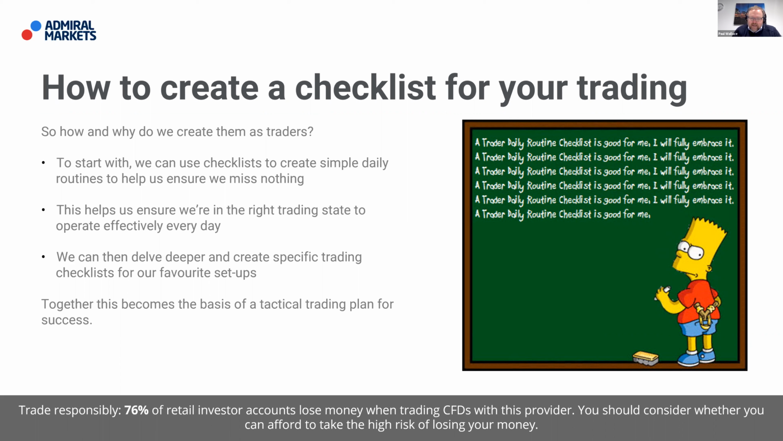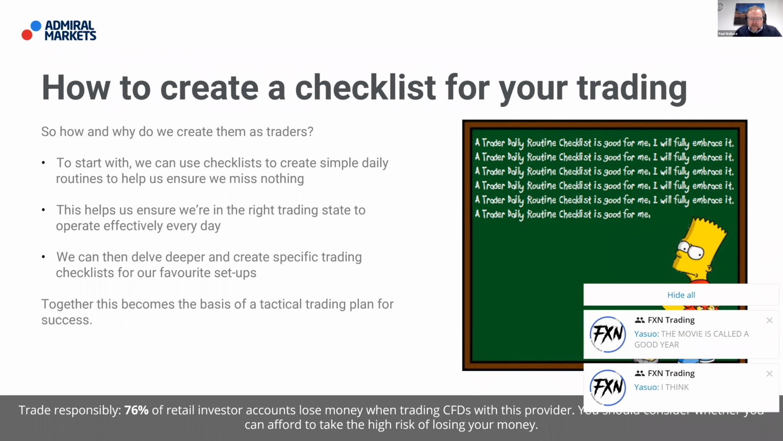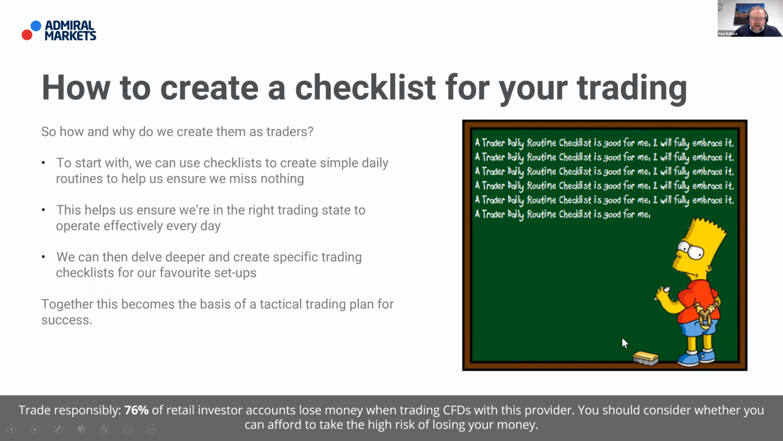And we can also then delve deeper and start to create specific trading checklists for our favorite setups or our favorite instruments. Together, this can become the basis of a tactical trading plan for success. All of these are simple elements that can help us develop a tactical trading plan. Your tactical trading plan covers your checklists, your watch lists, your setups, your routines. That's what comes together to help ensure that you have the best possibility of success in your trading endeavors.